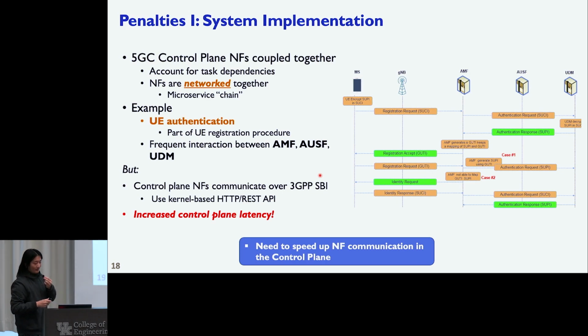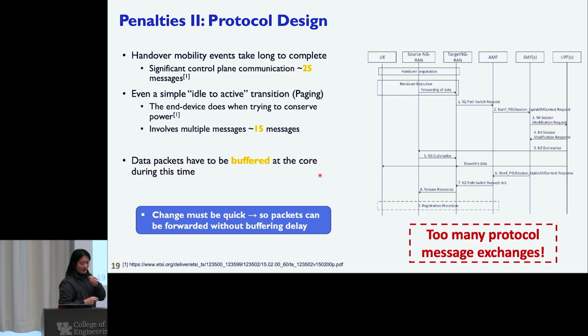And the second penalty is because of the complex protocol designs. Here, I will use another two control plane events to explain the complexity of the control plane protocols. On the previous slides, I already showed the complexity of UE authentication. For just a simple task, you incur many messages between different control plane functions. And here, the handover mobility event takes even more messages between the control plane functions.